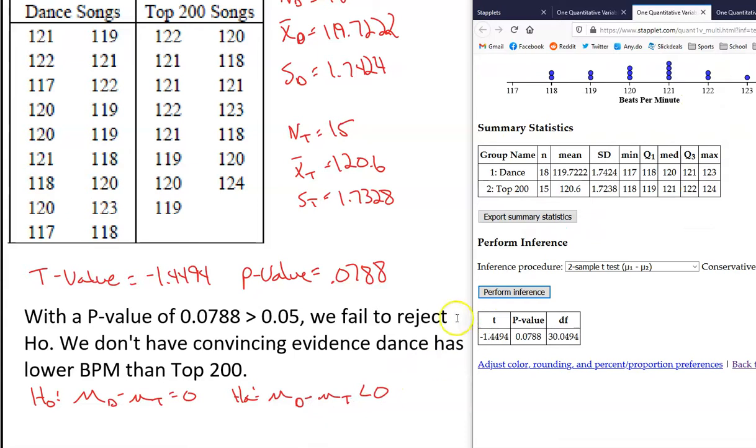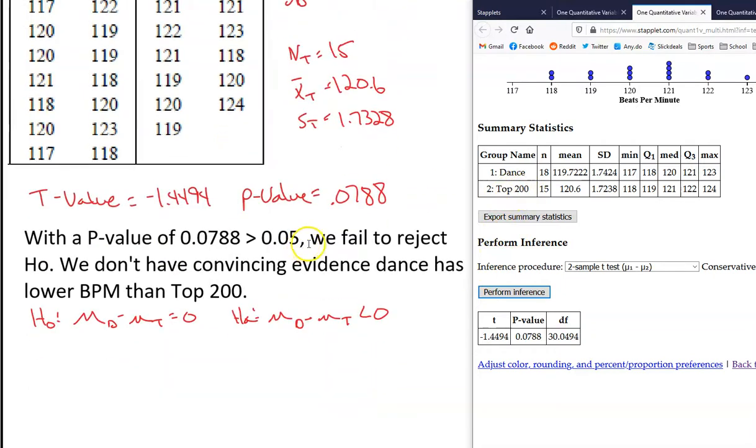So therefore we fail to reject the H0. We don't have convincing evidence that dance has lower beats per minute than top 200. You see, I wrote out the H0 and HA right here. For H0, when you subtract them, you should get 0 because they're the same, right? And for HA, when you subtract them, you should get less than 0 because dance should be smaller than top 200. So when you subtract them, you should get a negative number.